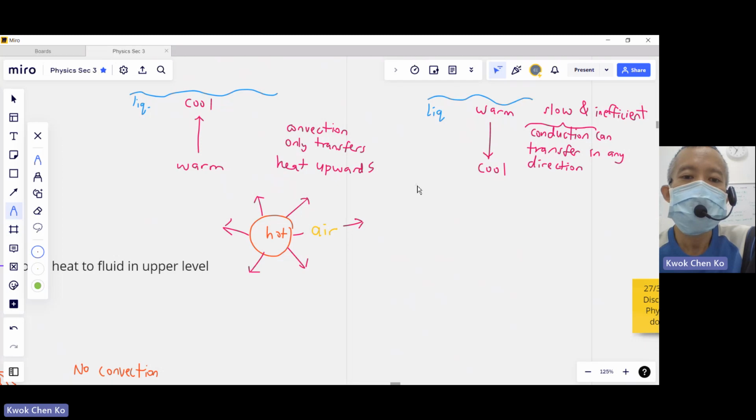What is the mechanism? Conduction, yes, a bit, but very, very slow. Can you write down: air is a poor conductor of heat. Remember you learned in primary school? So conduction is going to be very, very slow. What's it called? Radiation. Yes, correct. So in this case, the heat transfer mechanism is by radiation.